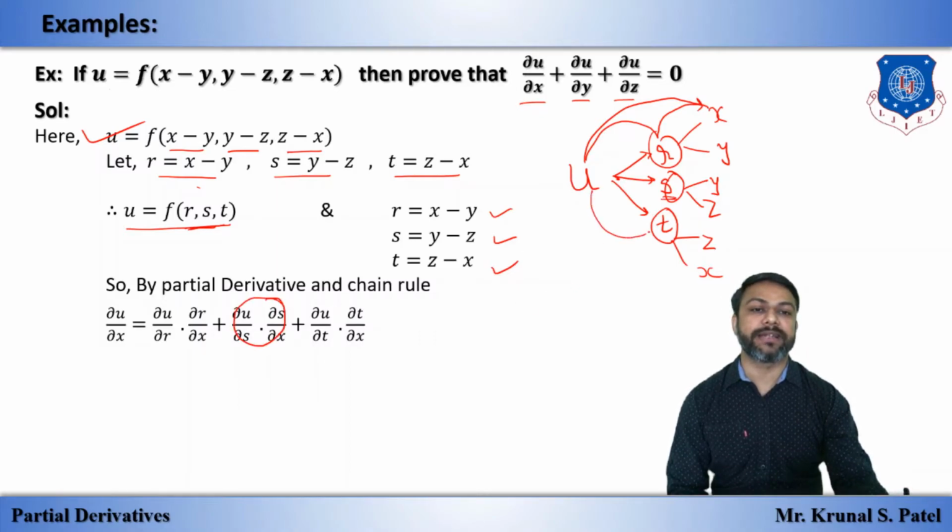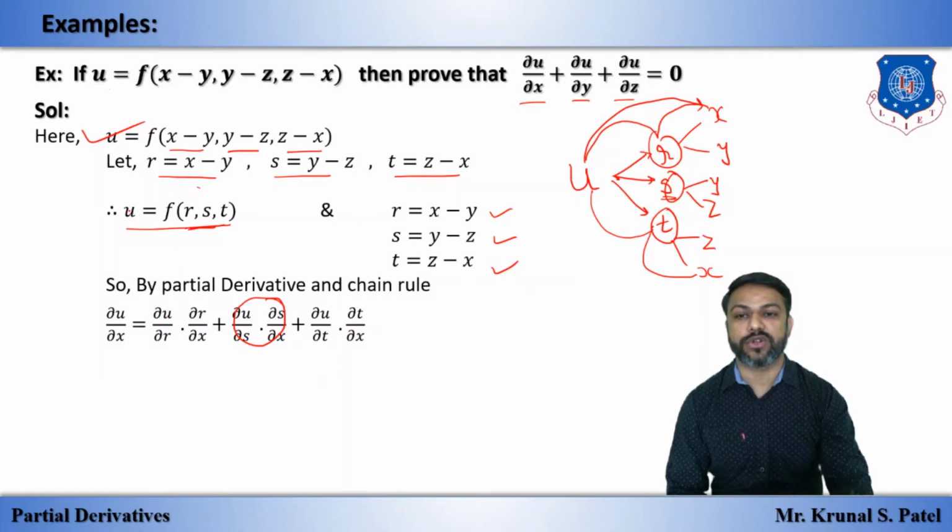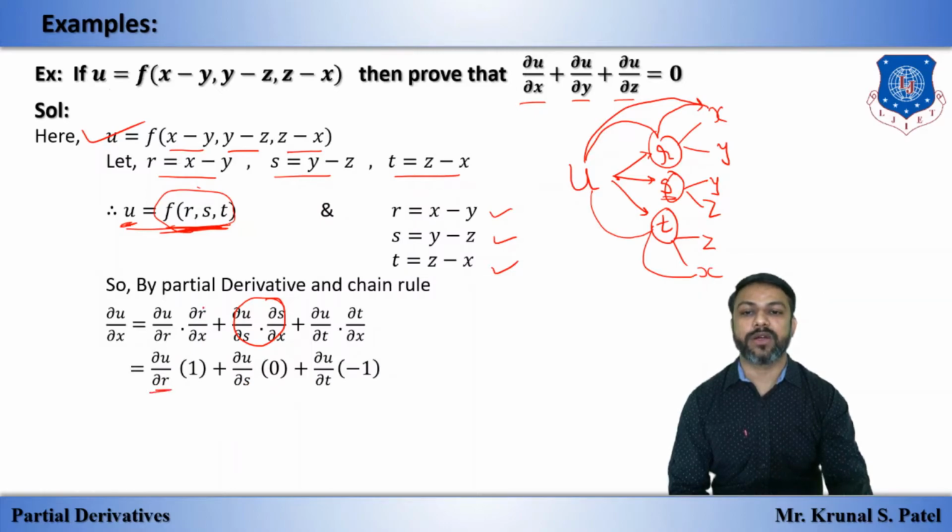And in a similar way, del u by del t and del t by del x. Okay, so by finding this derivative, del u by del r, that means differentiation of u with respect to r, but here no function is given, so del u by del r as it is. Now del r by del x, so differentiation of this with respect to x, which is 1 minus 0, that is 1. Now as we discussed, s does not contain x, so differentiation of s will be 0.